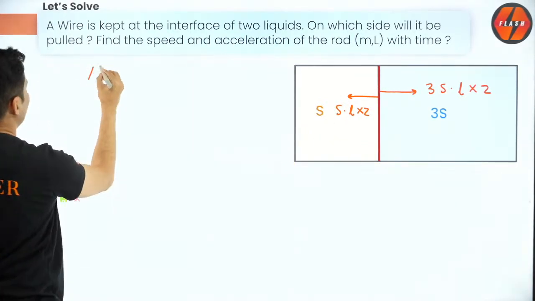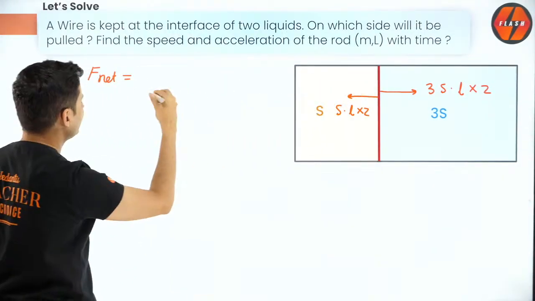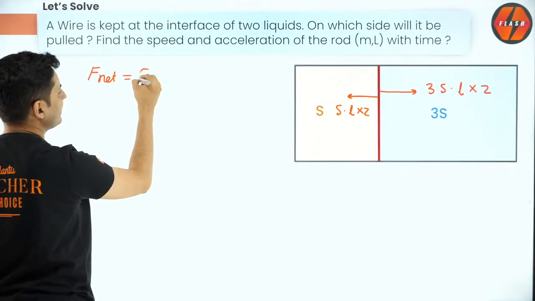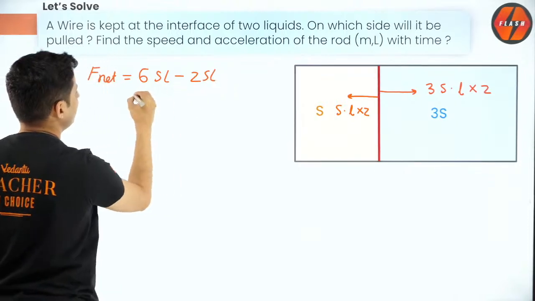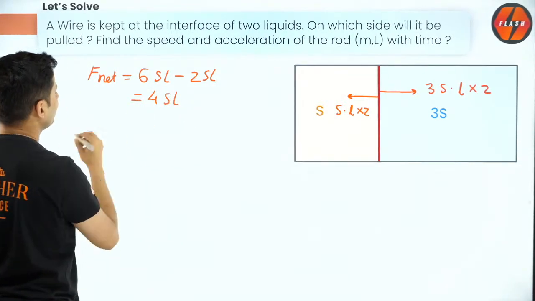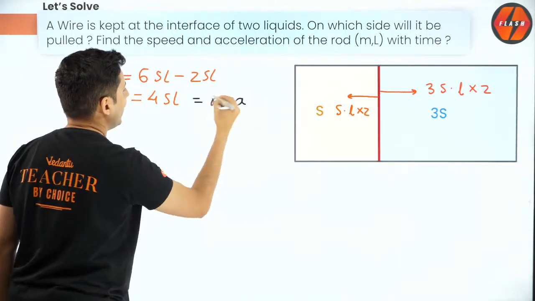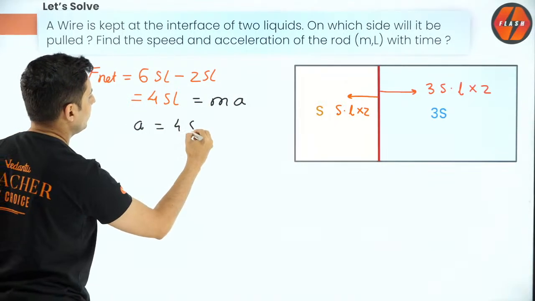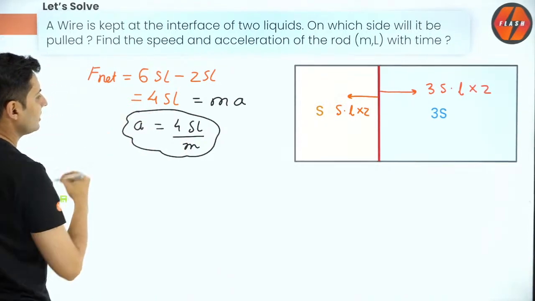So what should be the net force? Net force should be towards that side. It will be 3SL into 2, which is nothing but 6SL, minus 2SL, which is going to be 4SL. That's the net force, and we know that net force is mass into acceleration. That's Newton's law. So therefore acceleration will be 4SL by m. So we have found the acceleration.